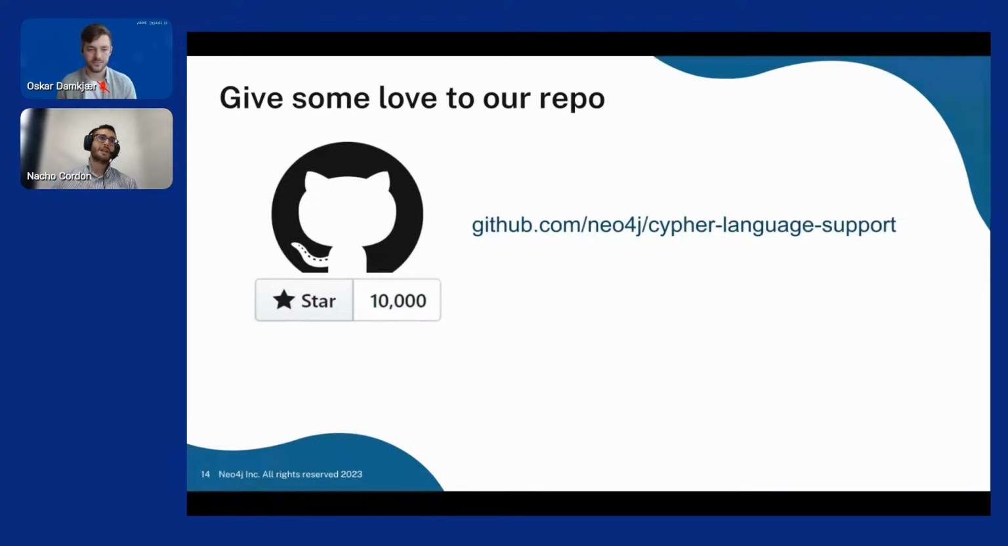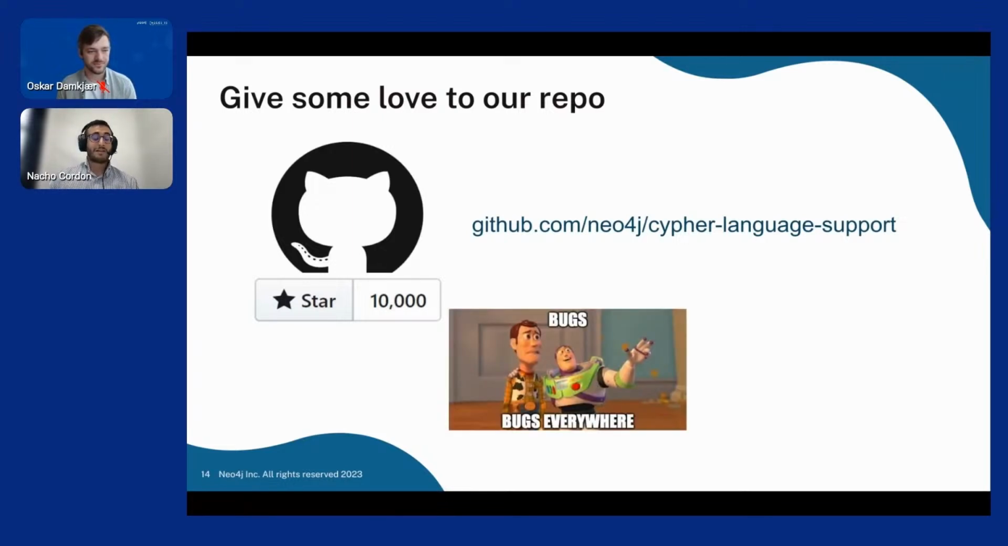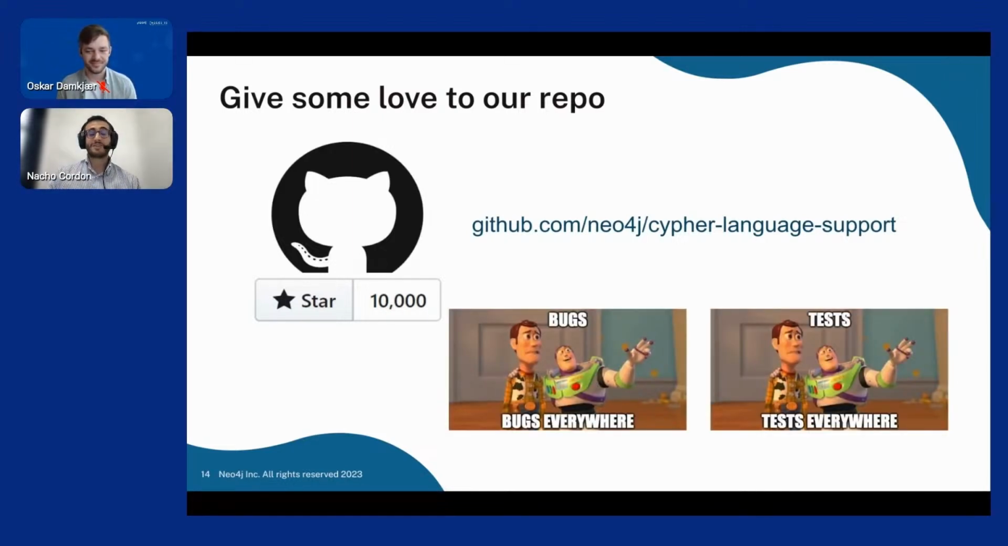And please give some love to the repo. Give us some stars. The repo is github.com/neo4j/cypher-language-support. It is open source under the Apache 2 license. File bugs, we'll make some tests for them. Or if you want to ask for any feature or open a PR, we are always welcoming open source contributions.